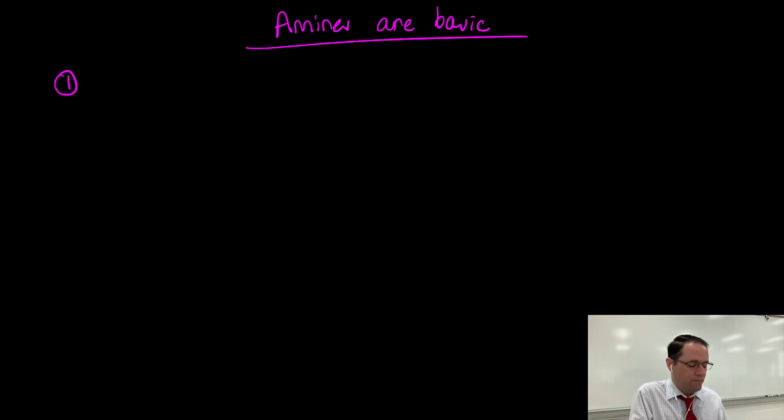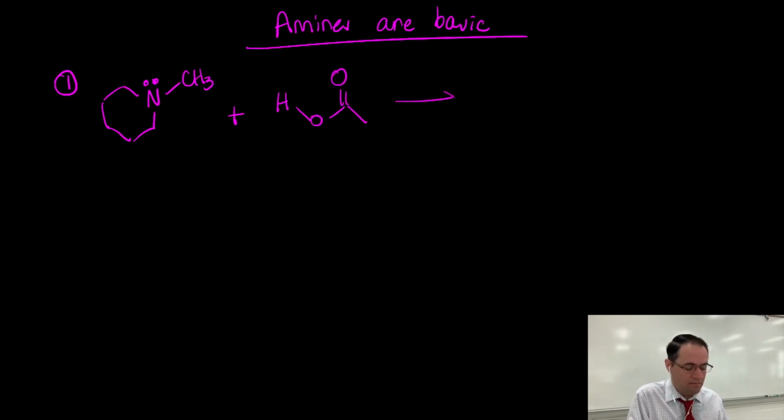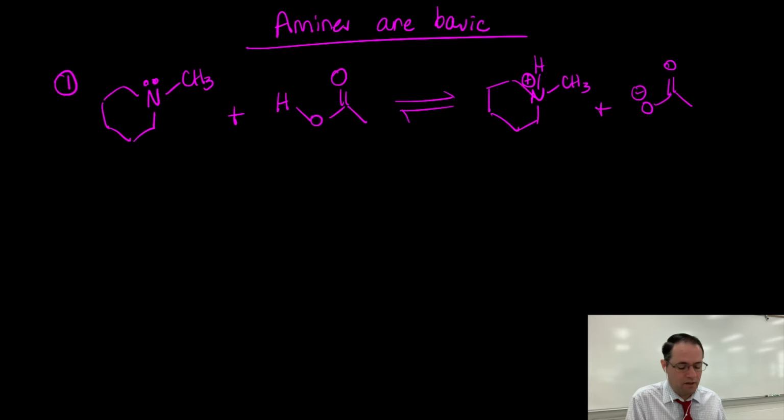So first, you should understand the acid-base reactions. So if we have a tertiary amine like this, and we react this with a carboxylic acid, we can make the conjugate acid and the conjugate base on the right.